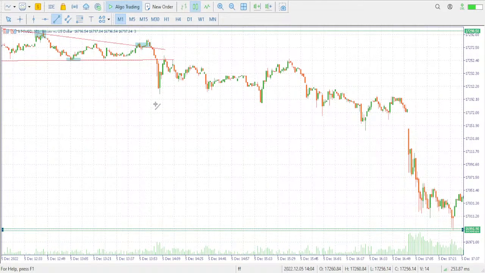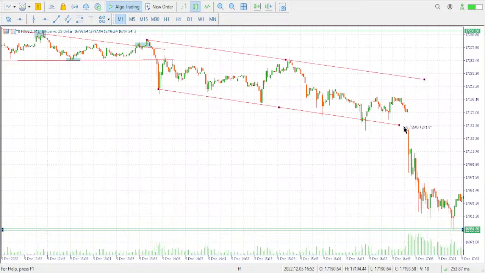This may not be converging as such, but let's draw it and see what it means. Yes. So look at this. We had a resistance here. We had a resistance. We had a support. We had a support. We had a support, and we had a support. The price technically gapped below everything. This is actually a good sign for a sell.